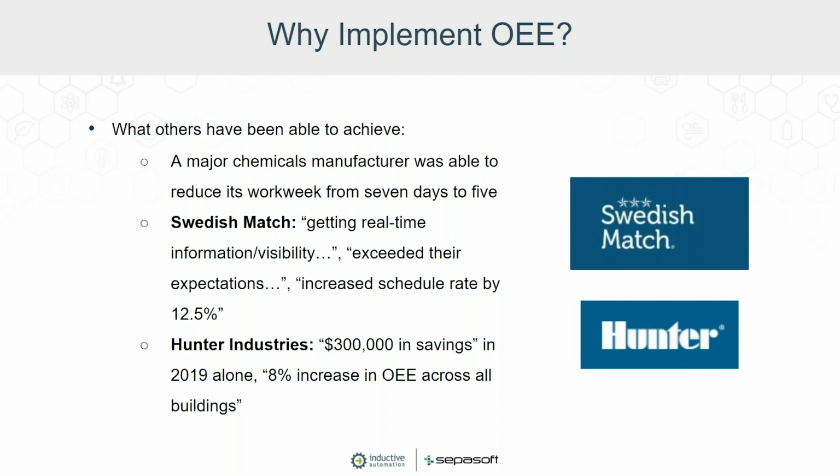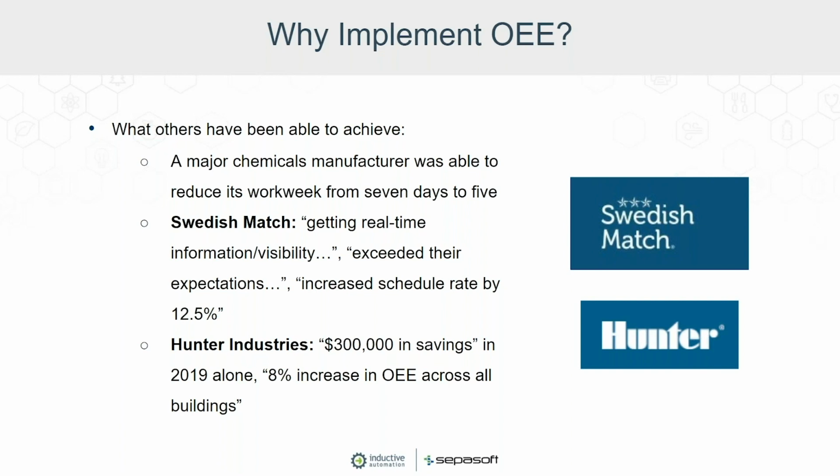We love our weekends. Swedish Match Tobacco, they described they were able to get real-time information and visibility, that the solution and the process of gathering their OE score exceeded their expectations. They were able to increase their schedule rate by 12.5%. Now, what that means is that a production order or a schedule that would have taken them an hour now happens 12.5% faster. They were able to reliably and continuously produce goods more rapidly and more accurately, such that they were able to increase that by 12.5%. Pretty cool.